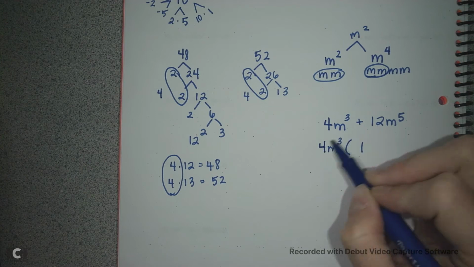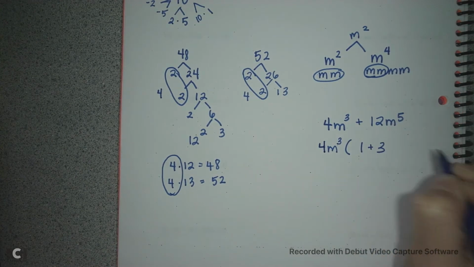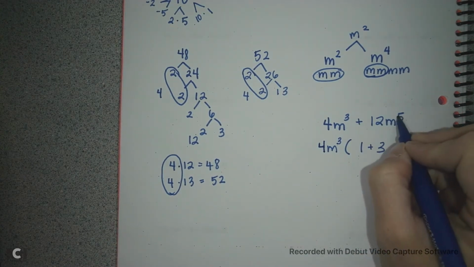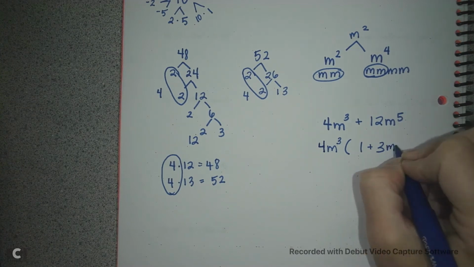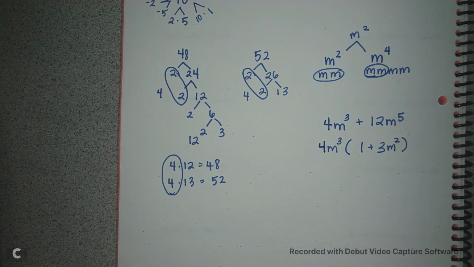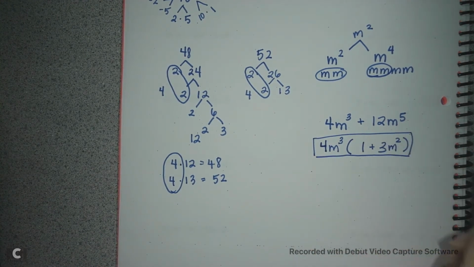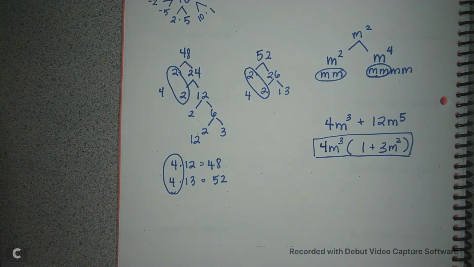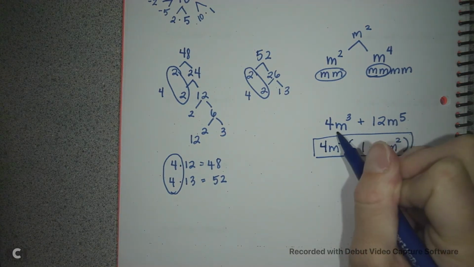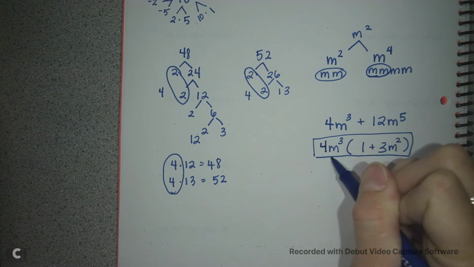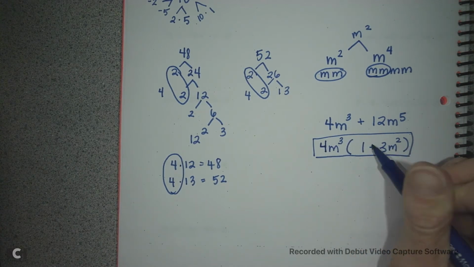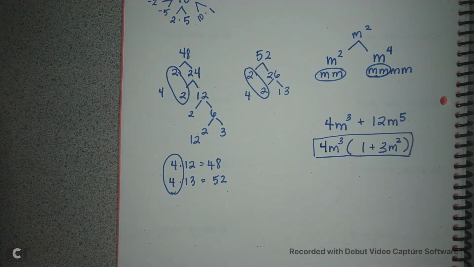So if I take 4 out of 12, I have 3 left over, and if I take 3 m's out of my 5, I have 2 m's left over. This is the answer, because I'm asking for the greatest common factor and for it to be factored out. So my greatest common factor between these two was 4m cubed. I took that out, and I factored that out by leaving some business left over.